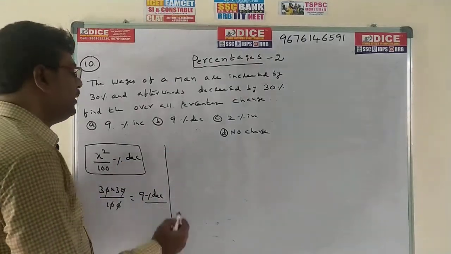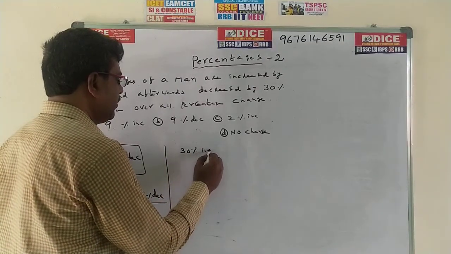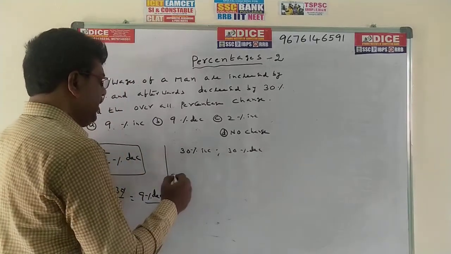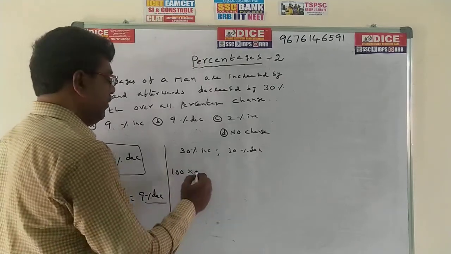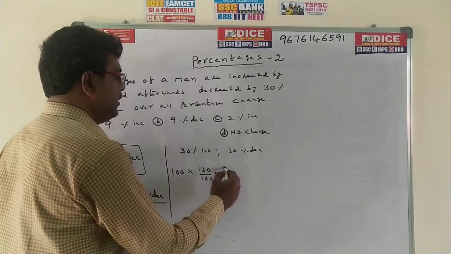If you go for the general method, here it is 30% increase and 30% decrease. Initially assume 100, into 30% increase, 100 plus 30 is 130, so 130 by 100, and 100 minus 30 is 70 by 100.